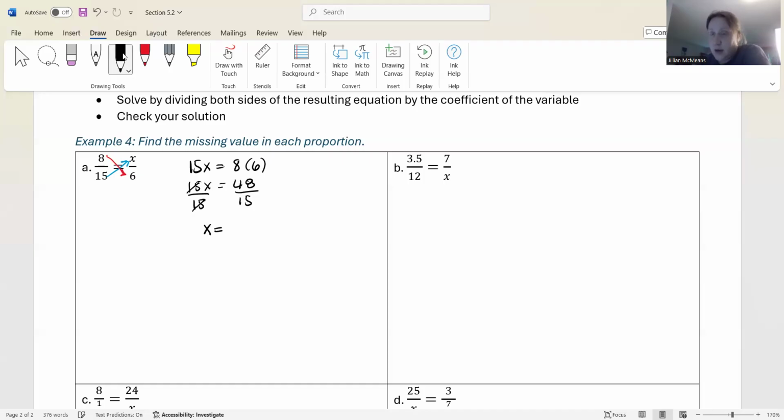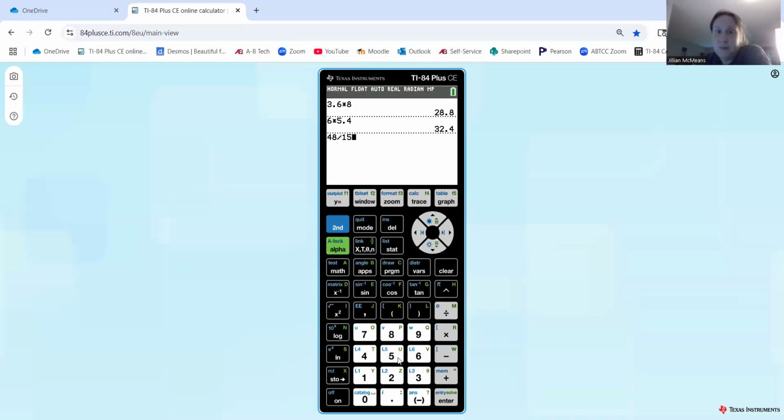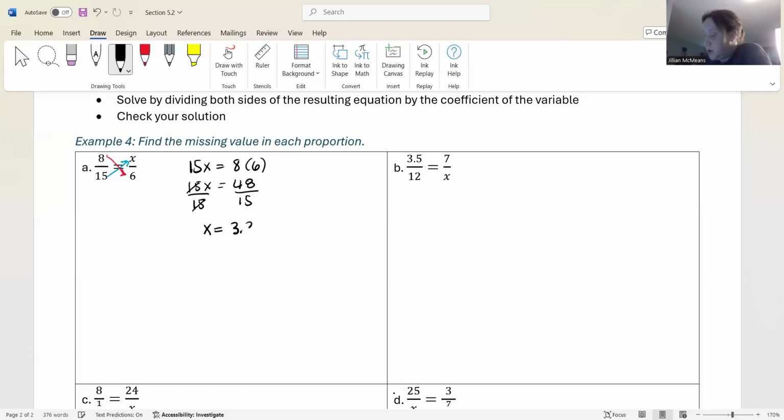And then 48 divided by 15, I would say at this point, as long as you show the work that I have shown right here, if you show all of these steps, you can do the actual division of 48 by 15 on the calculator. So let's let the calculator do our side work. We want to divide 48 by 15, and we get 3.2, okay? So 3.2 is the solution to this equation, okay? But if you want to, you can always check your work.